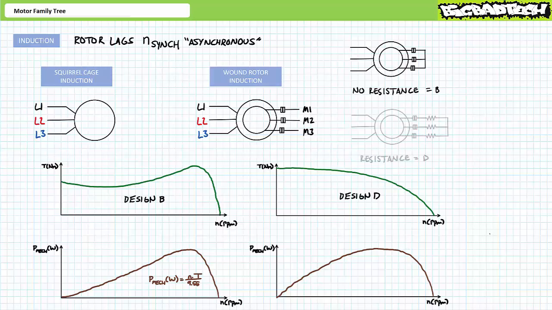If, however, the wound rotor induction motor needs to yank a load with a substantial static inertia to a start, one can add external resistors to the rotor such that the wound rotor induction motor behaves just like a high-resistance rotor design D squirrel cage induction motor. One can additionally vary the amount of resistance to indirectly control speed at various torque conditions.